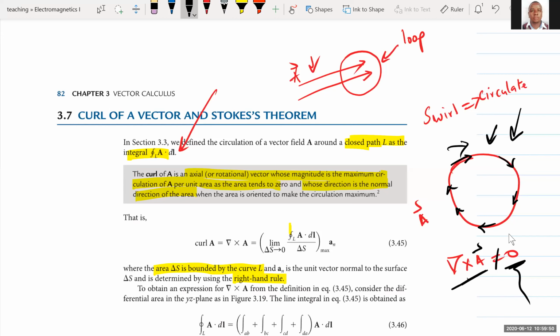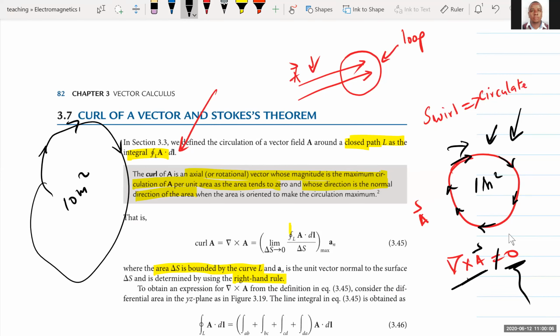So that if this surface is a unit area, like 1 meter squared, and another bigger surface is say 10 meters squared, and there's also a vector that is going around it, then the idea is you always weight down this circulation with respect to area. Therefore, you say per meter squared. So you'd divide by 10 meters squared, and the circulation becomes the same. And therefore, the curl is always per unit area.